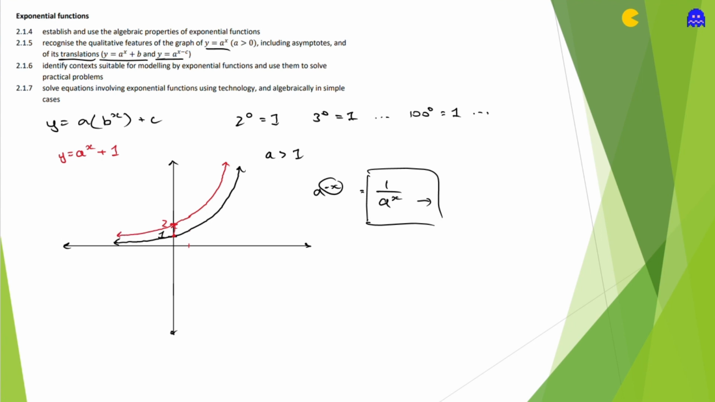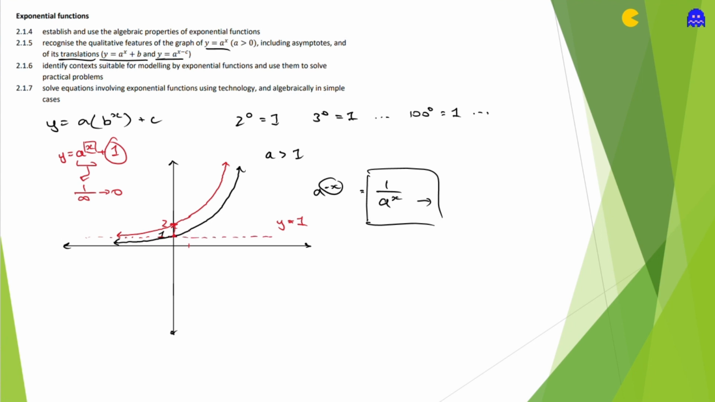And so as a result, what actually happens is that our horizontal asymptote, which was previously y equals 0, is now y equals 1. Okay? So as x tends towards negative infinity, we have a 1 over a really, really large number, and so this is tending towards 0. And so as this term tends towards 0, we only have this 1 left. And so as a result, we have this horizontal asymptote at y equals 1. Okay?